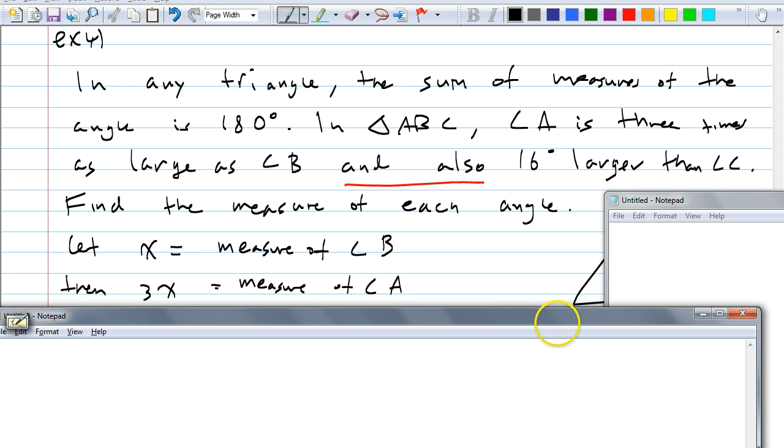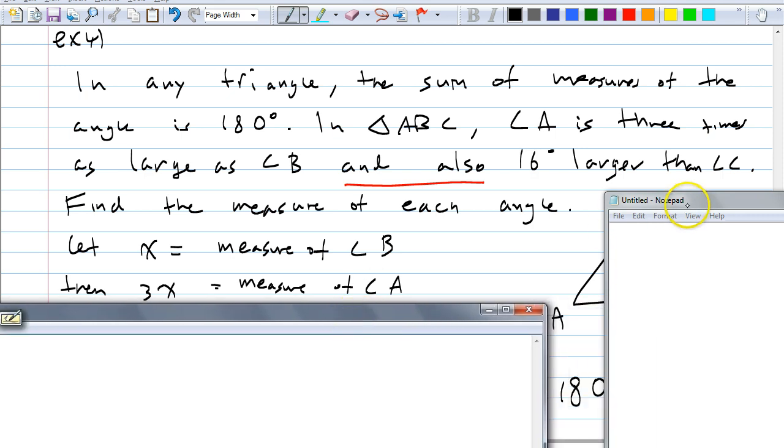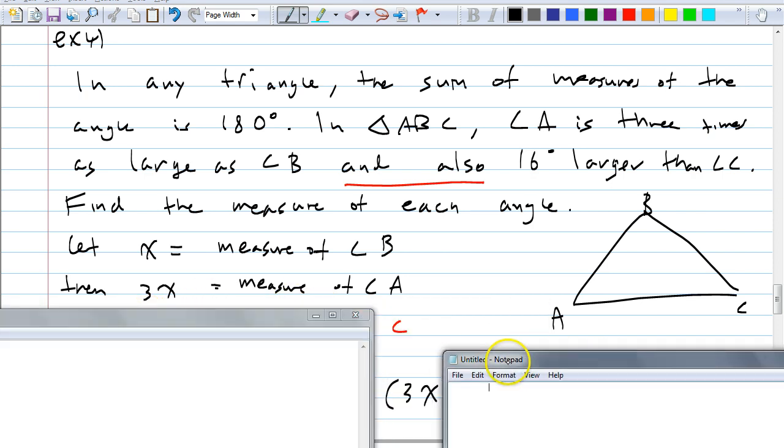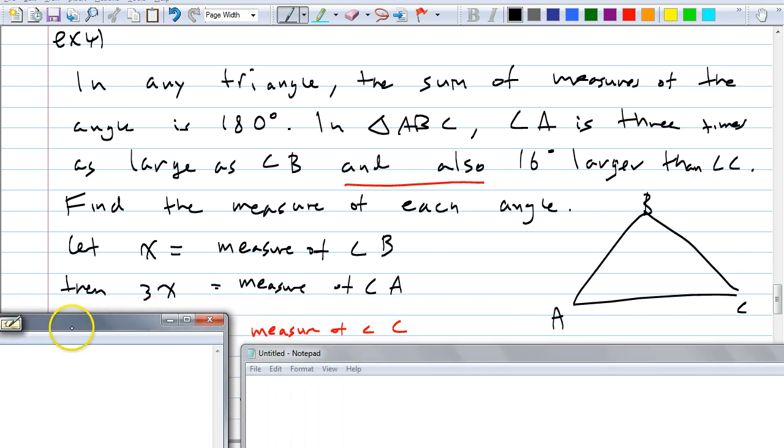Would you agree? By the way, I even have a picture of this triangle. It's sort of nice to have a picture. Now, what do they mean by "and also"? It's just A is 3 times as large as B, and also A is 16 degrees larger than C. So what does that mean? How do we declare our variable? The last one we need to declare our variable for is the measure of angle C, correct?